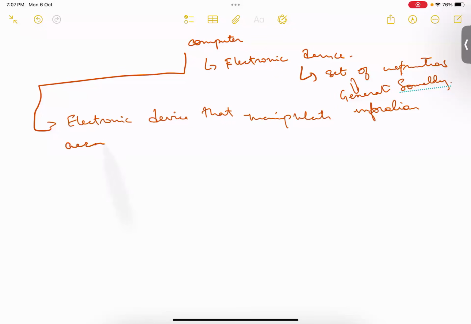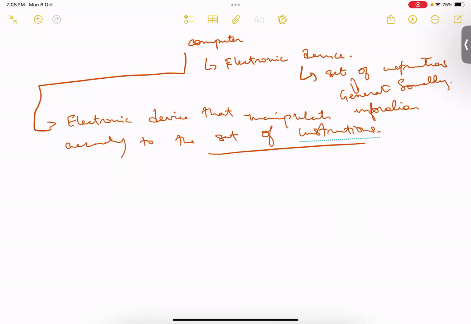According to the set of instructions. So according to whatever instructions we have given, it will manipulate the data or the information. It won't just do it on its own. This is not artificial intelligence or some kind of generative AI, right? We're talking about a simple computer. So it will manipulate the data and information according to the set of instructions that we have provided to the computer.